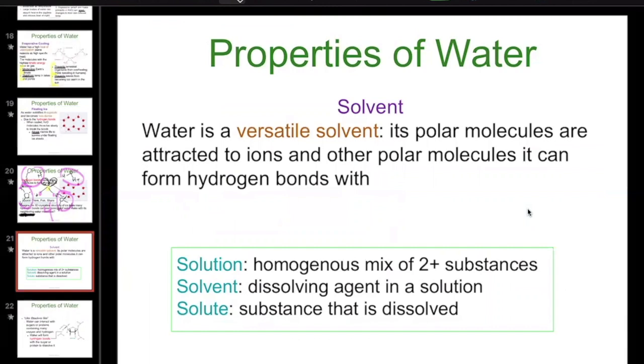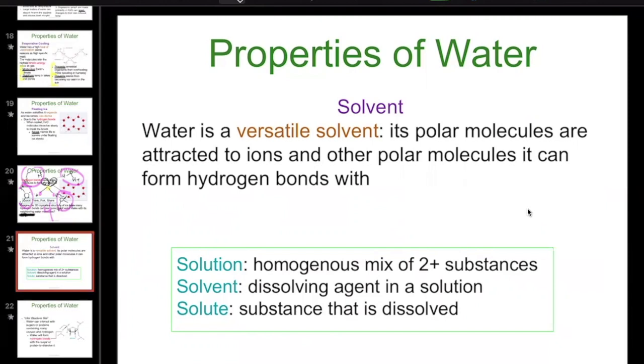We say that water is a solvent, and it's a very versatile solvent. Its polar molecules are attracted to ions, and other polar molecules it can form hydrogen bonds with. That means if you put water on things that tend to form ionic bonds or tend to form ions, it very quickly can dissolve it and pull it apart. Okay, that's what solvent means. It means it is breaking it down. It is dissolving something into its ions or into its elemental form.